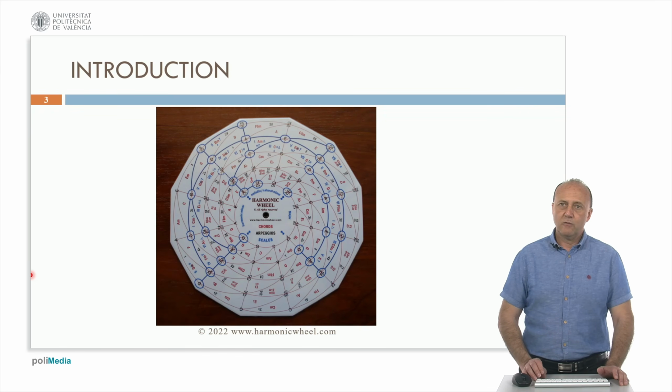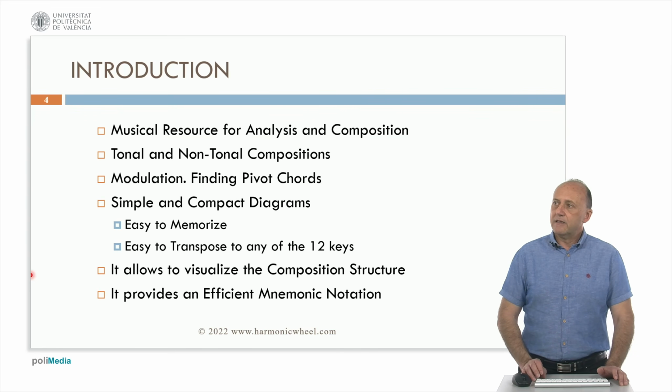This is the harmonic wheel which I developed in 2007. It is a musical resource for analysis and composition, both for tonal and non-tonal compositions, including modulation and finding the pivot chords, and normally we obtain simple and compact diagrams which are easy to memorize and therefore easy to transpose to any of the 12 keys. It also allows to visualize the composition structure and provides an efficient mnemonic notation.